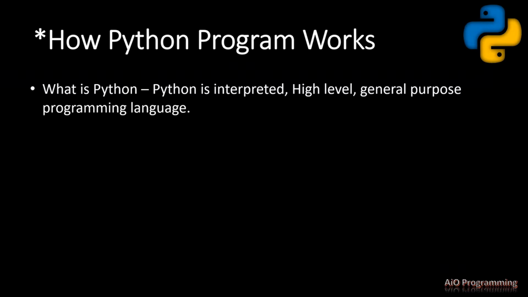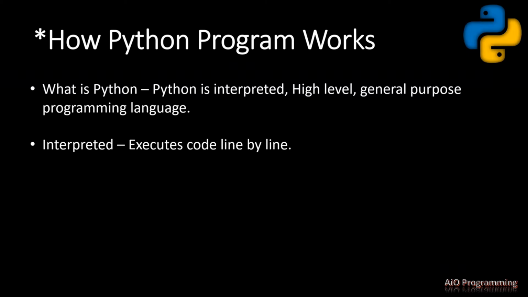In this definition, interpreted, high level and general purpose are technical words, so we will learn these first. First, interpreted means it executes the code line by line. Friends, here Python is an interpreted language. It executes the source code written by us in a text editor line by line.